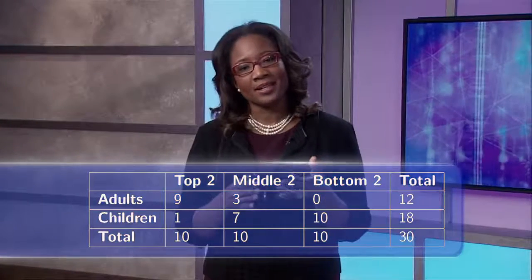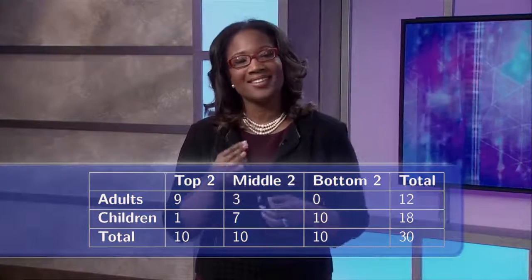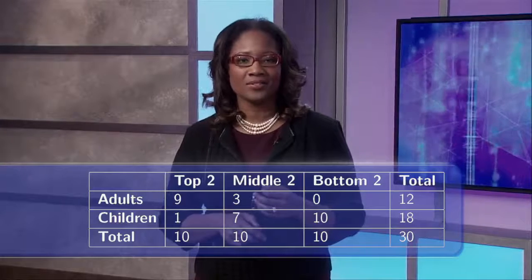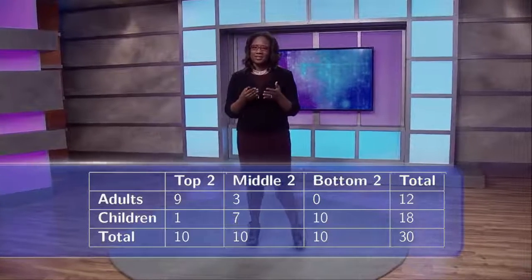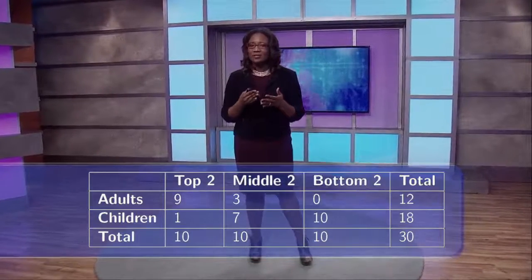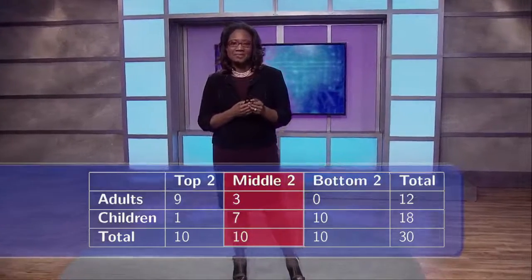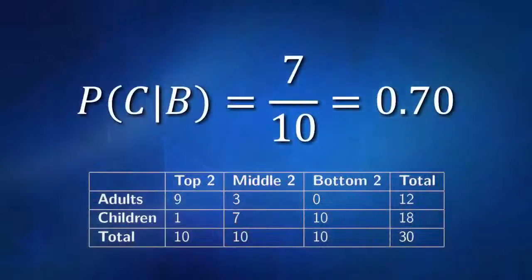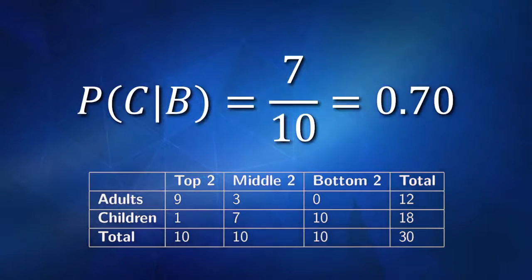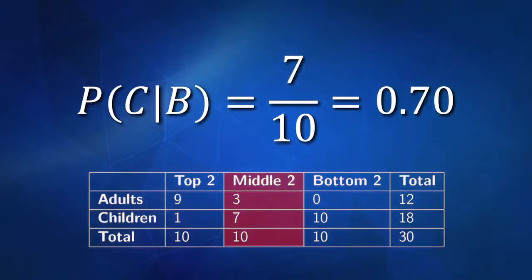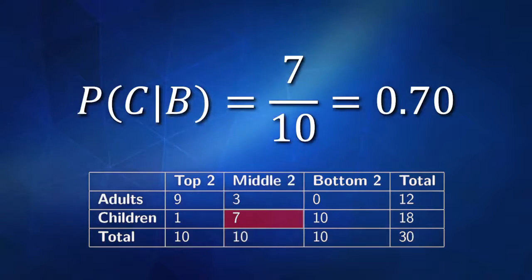Now, what is the probability that cereal is targeted to children given that it's located on the middle two shelves? This question is asking, what's the probability of event C given the information from event B? So now we write the probability of C given B, which is what that slash represents, which is 7 out of 10, or 70%. We've limited ourselves to the middle two shelves, and of those 10 boxes of cereal, we see that 7 of them are targeted to children. So our conditional probability was actually higher.